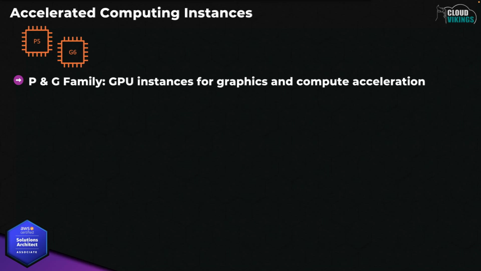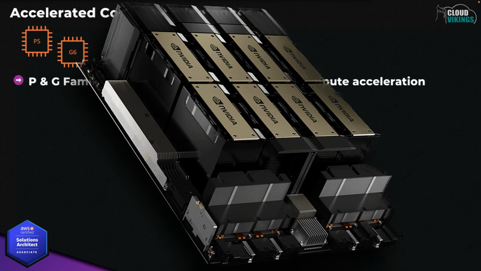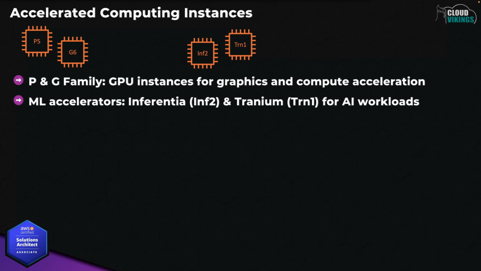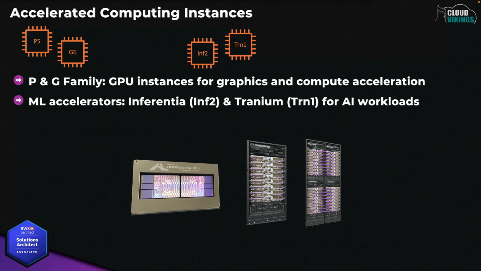They still have CPUs and memory, but their defining feature is really the attached GPU cards. AWS's accelerated instances allow things like training a complex neural network in hours instead of days, or rendering videos in real time by leveraging the massive parallel processing power of these modern GPUs. Now, besides GPUs, AWS also introduced its own custom AI accelerators, notably their Inferentia chips used in the INF instances and their Trainium chips used in the TRN instances.